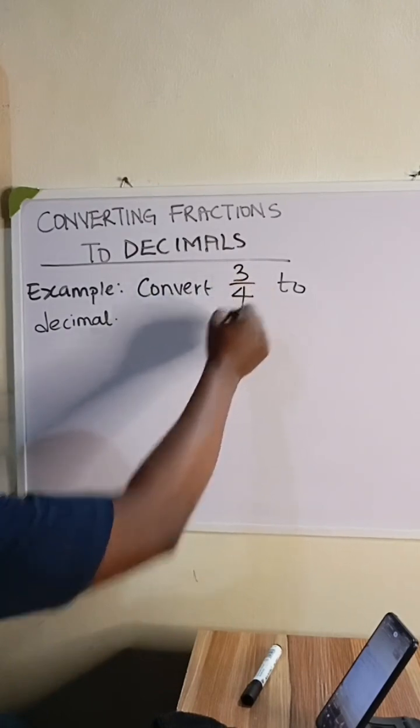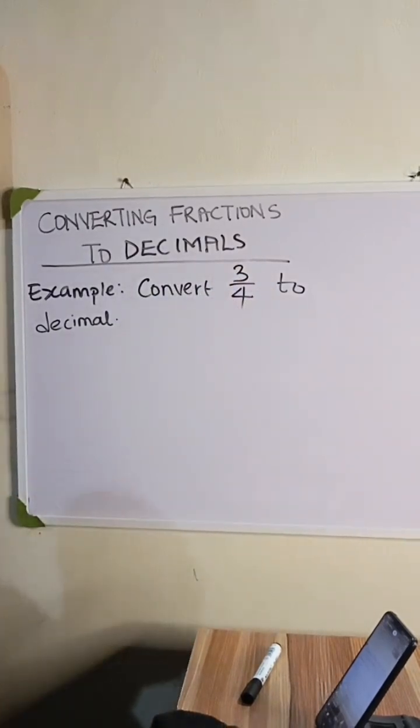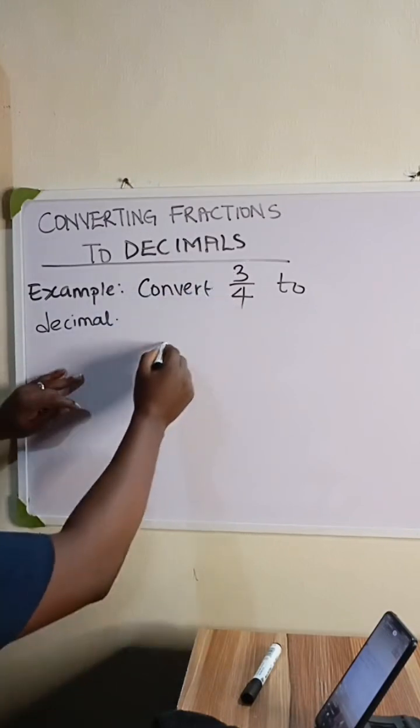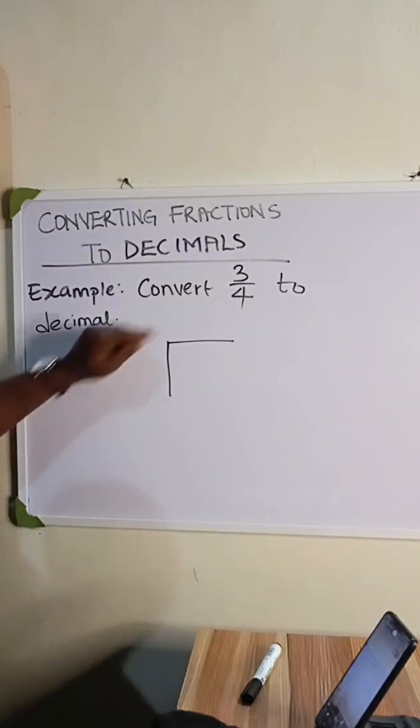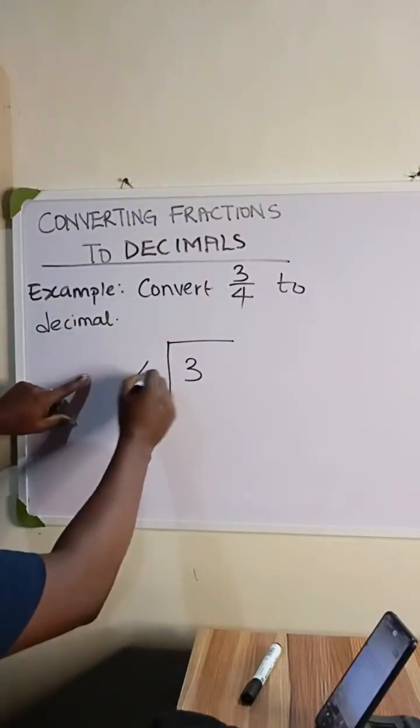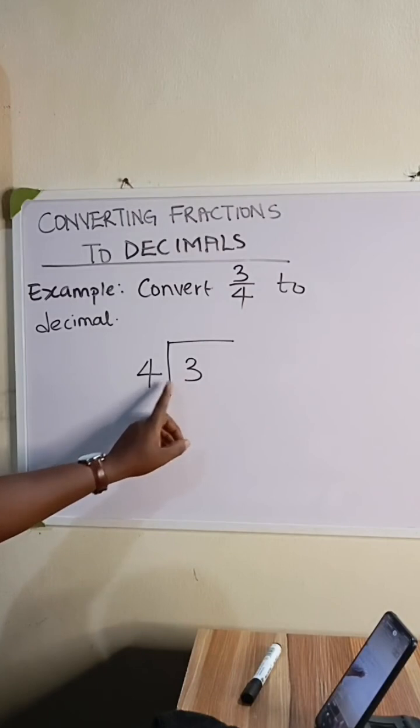3/4. Okay, so let's look at this. We are doing 3 divided by 4. Just as we did, the numerator is inside, the denominator is outside. 3 divided by 4.